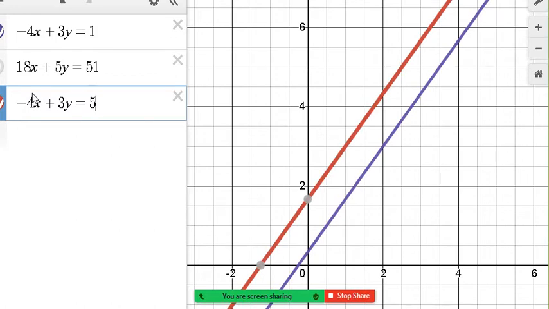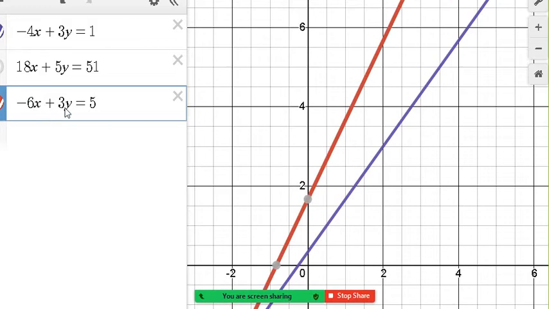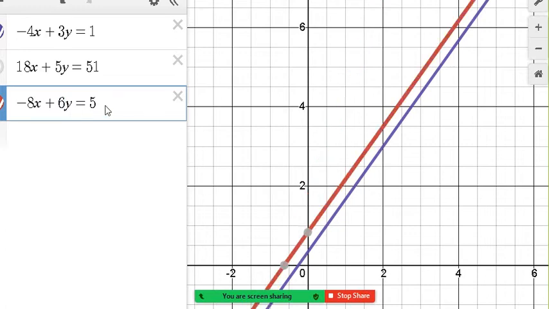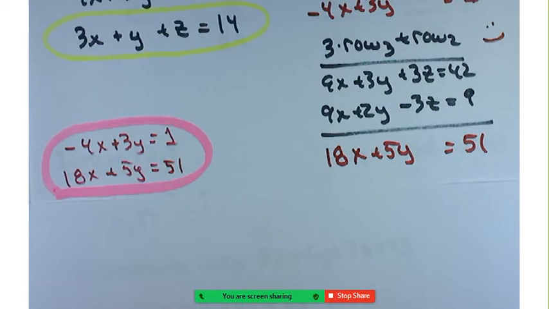So if the lines were the same, like if I had, say, negative 8x plus 6y equals 2, then those two lines would be essentially the same, one right on top of each other. Does anyone remember what this kind of system of equations is called? Dependent. Good. Where the system really represents two of the same line.